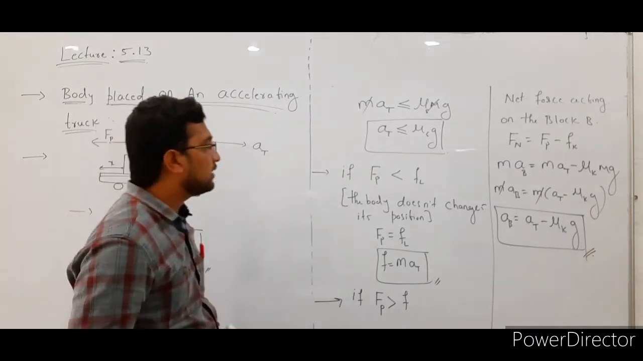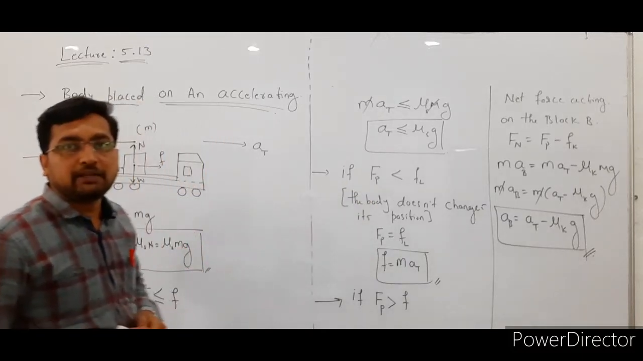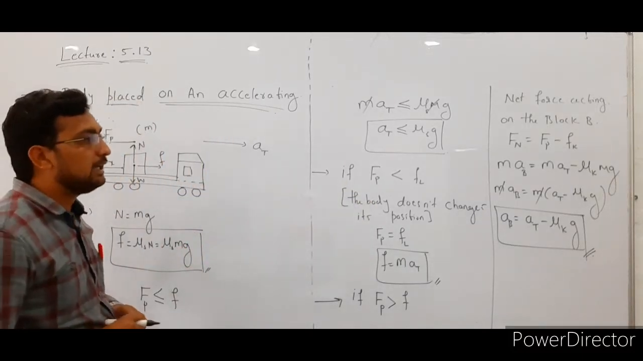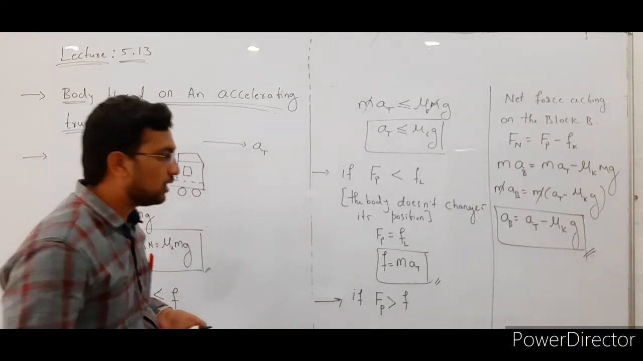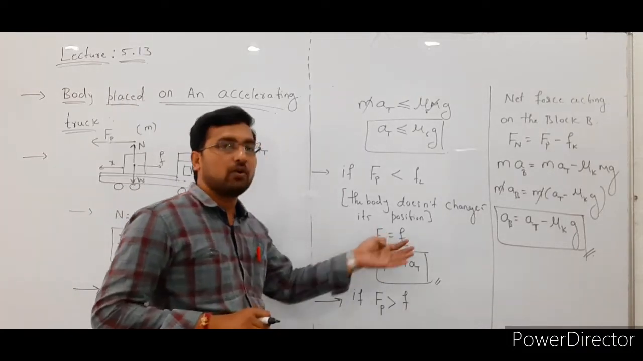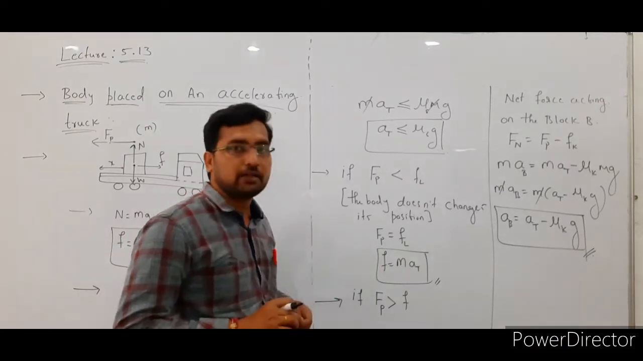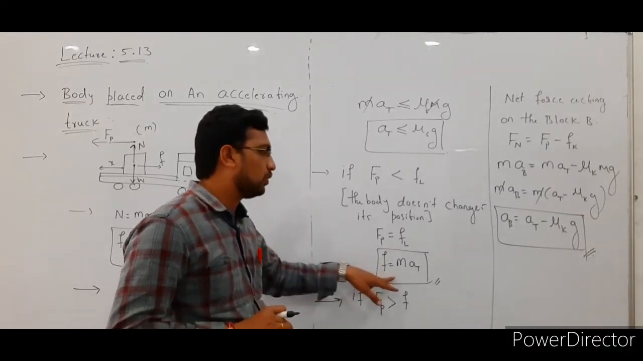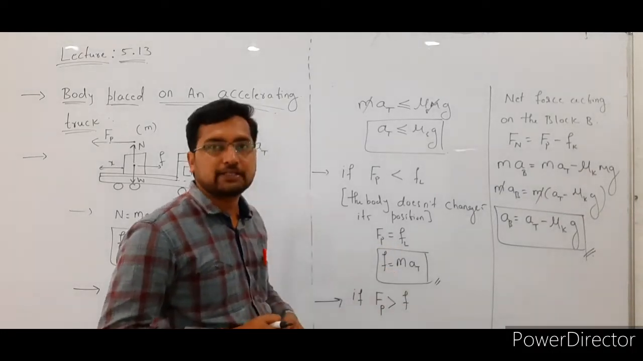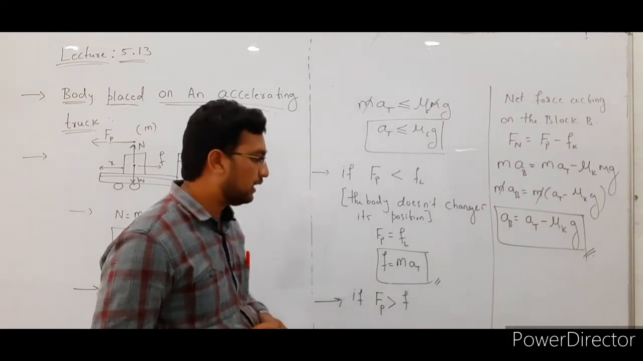In the next condition, if the pseudo force is less than the limiting friction, in that case the body does not change its position. So that means the pseudo force is equal to the limiting friction. Then the limiting friction, or friction, is equal to m into A suffix t. Here m indicates the mass and A suffix t indicates the acceleration of the truck.